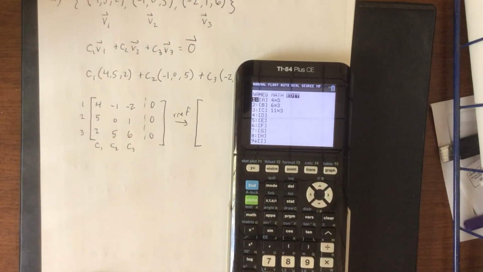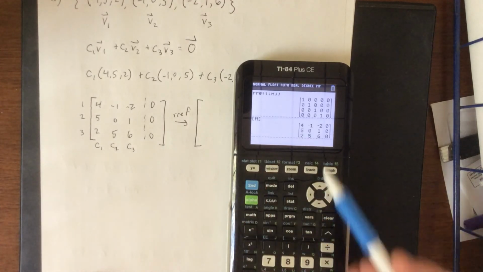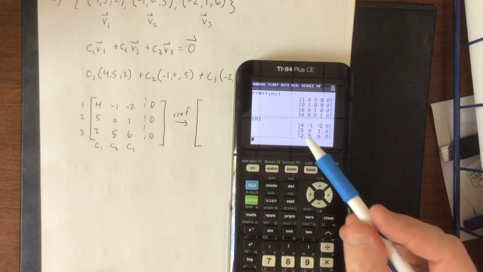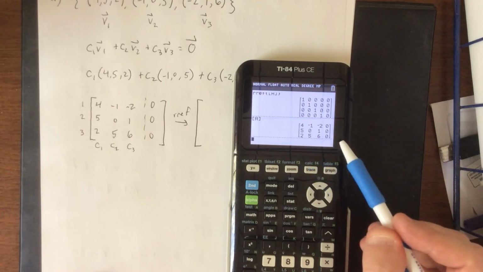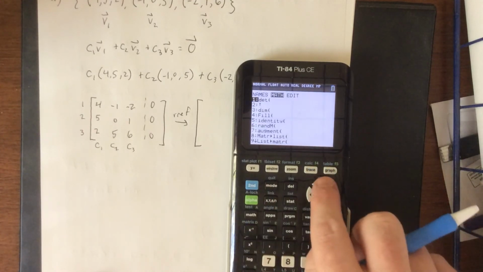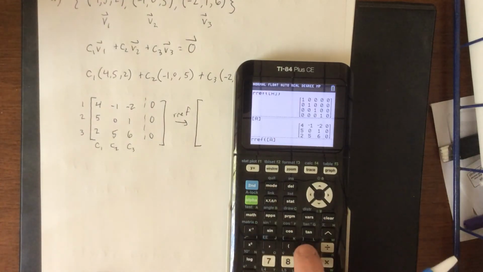Entering the matrix menu, I'm going to go to Edit. This will be a 3x4 matrix. First row will be 4, -1, -2, 0. Second row, 5, 0, 1, 0. Then we'll see 2, 5, 6, 0. And I'm just going to check, make sure that everything got copied in here correctly. First row is 4, -1, -2, 0. Then 5, 0, 1, 0. 2, 5, 6, 0. Very good. Then we'll ask the calculator from the math menu to take this down to reduced row echelon form, for the matrix A.